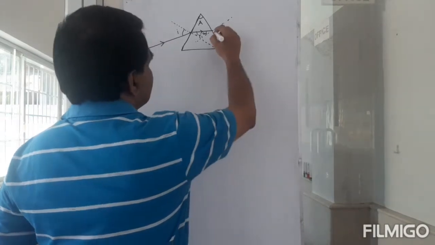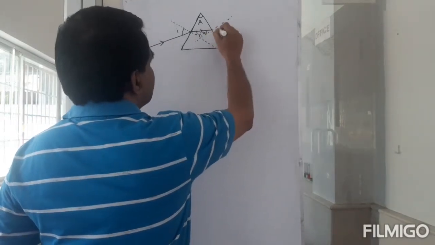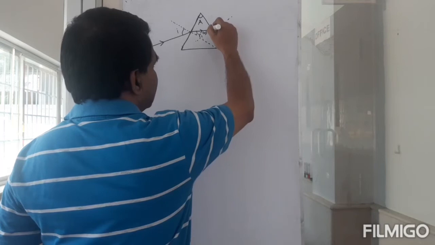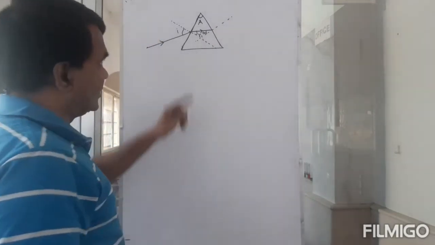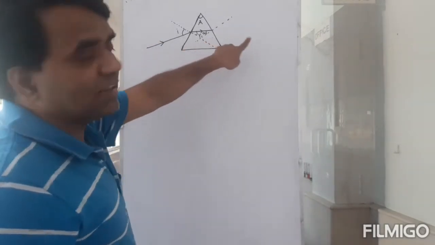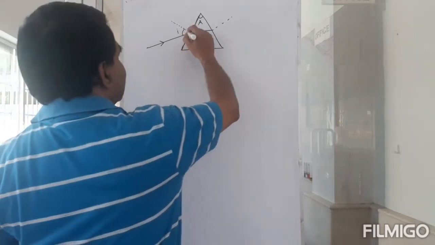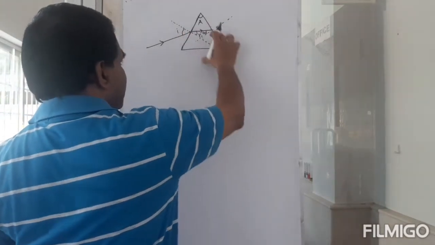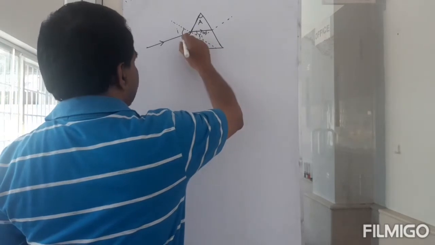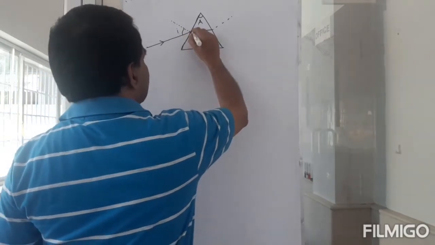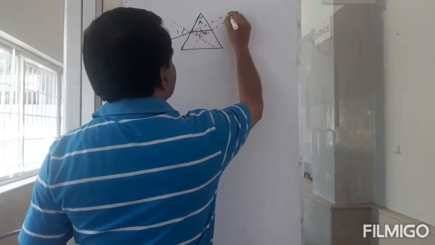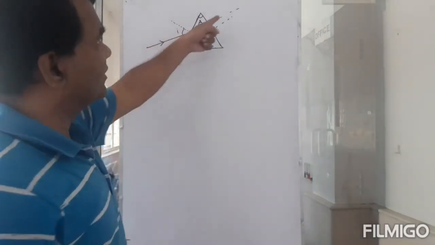Now, what happens is that this ray, instead of going straight, will now bend away from the normal, because we're going from a denser medium to a rarer medium. Here, if this prism was not there, what would this ray have done? This ray would have continued in this path.